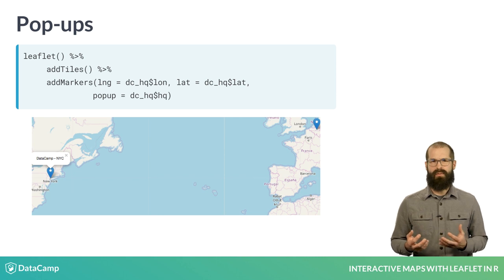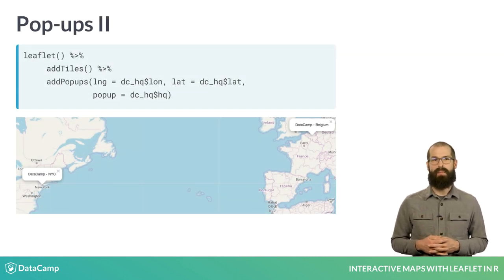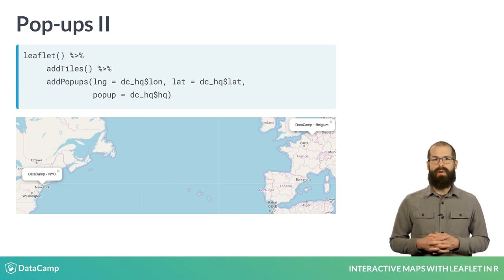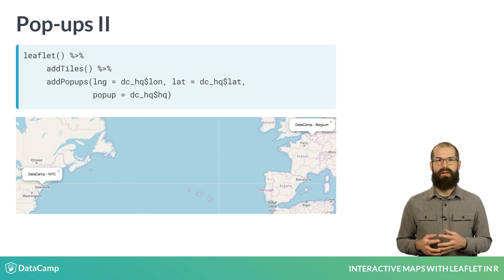For this example, with just 2 markers, it may be more useful to add pop-ups to the map without the markers. We can do this by replacing the addMarkers function with the addPopups function. If we had more than a few markers, this approach may be problematic.